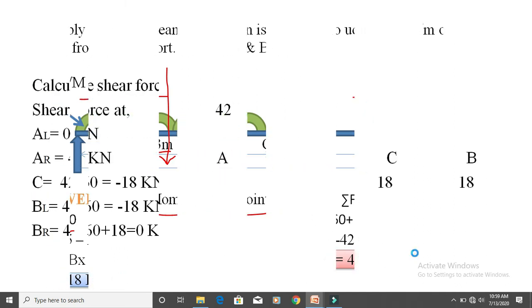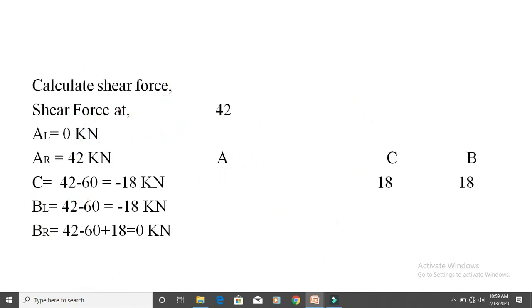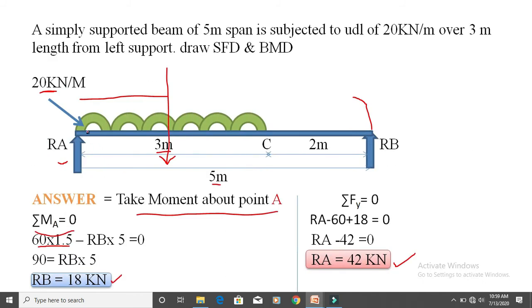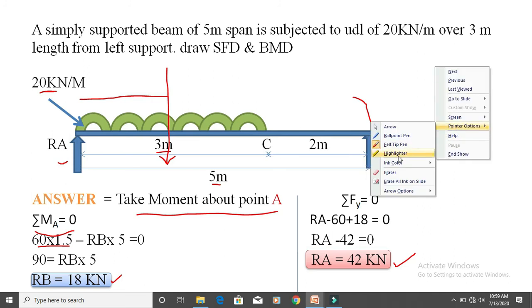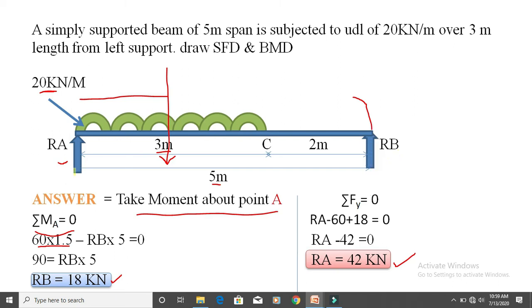The next step is to calculate the values of shear force. So first, value at A of left is 0 kilonewton, means you draw a vertical line left of the A.